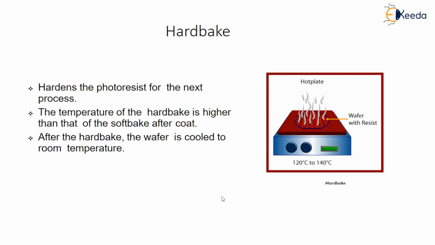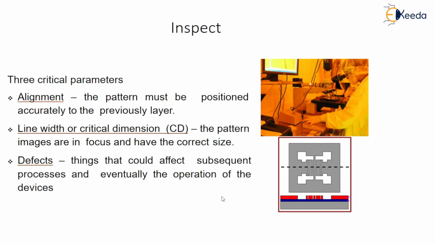Then hard bake hardens the photoresist for the next process. The temperature of the hard bake is higher than that of the soft bake after coat. After the hard bake, the wafer is cooled to room temperature. Inspect. Three critical parameters are there. Alignment: the pattern must be positioned accurately to the previous layer. Line width or critical dimension, that is CD: the pattern images are in focus and have the correct size. Then defects: things that could affect subsequent processes and eventually the operation of the devices.